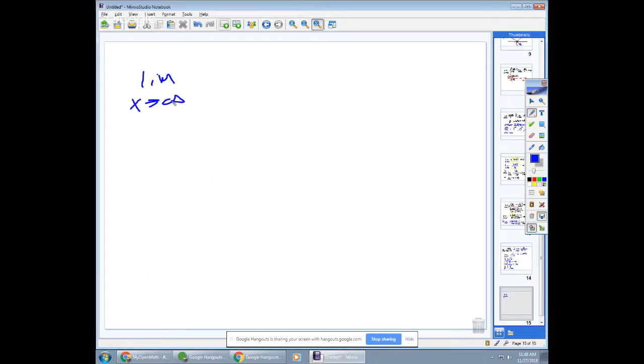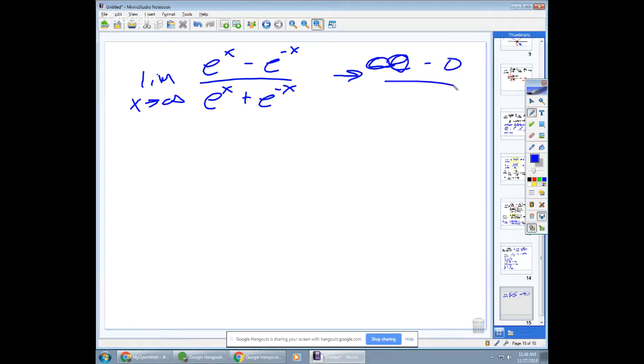Consider the limit as x goes to infinity of e to the x minus e to the negative x over e to the x plus e to the negative x. The numerator has opposite signs, subtracted, and the denominator is added. So as x gets huge, e to the x gets huge, but e to the negative x gets small, 0. So the numerator becomes infinity minus 0, and in the bottom you have infinity plus 0, which is infinity over infinity.